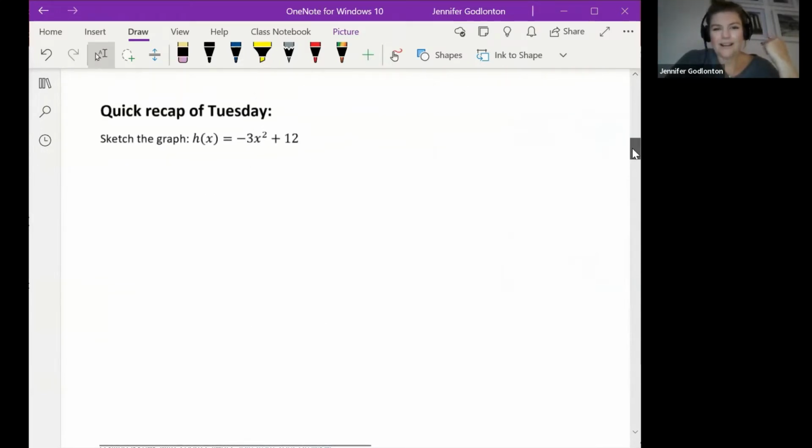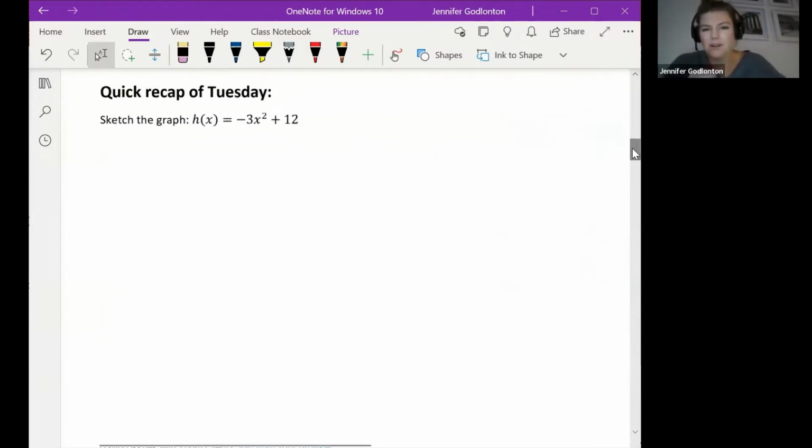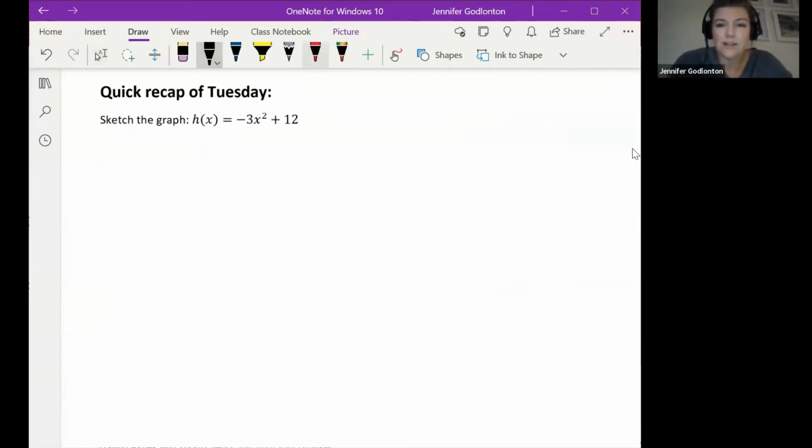Okay. All right. So a quick recap of what we did on Tuesday. This shouldn't take you long at all. It's a nice quick thing to go through. Remember, don't overthink when you're drawing graphs. Just literally draw what you have to draw. I'm just going to draw my axes so long.